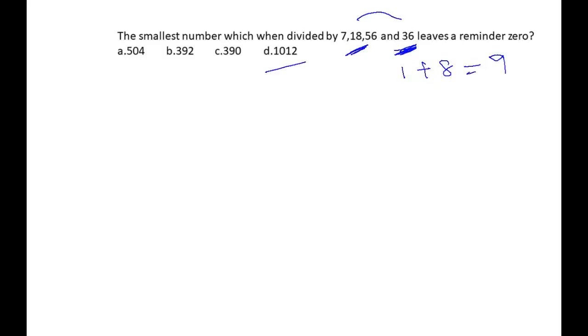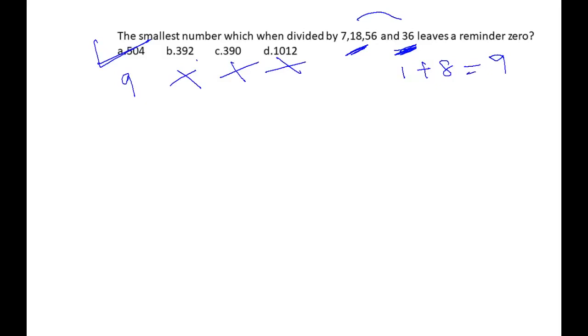1 plus 2, 2 plus 2, 4. Not possible. 3 plus 9, 12. 12 is nothing but 3. Not possible. 3 plus 2 is 5. 5 plus 4, 9 is 14. 14 is nothing but 5, which is not possible. 5 plus 4 is 9. So our answer is 504. So simple. Option A.